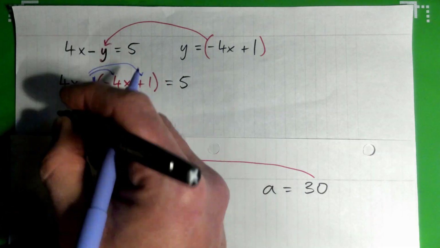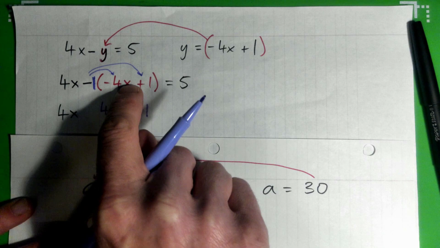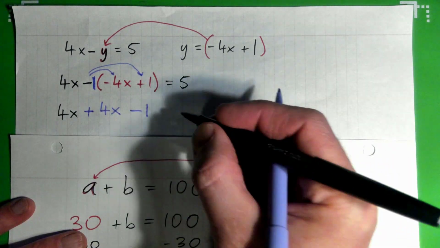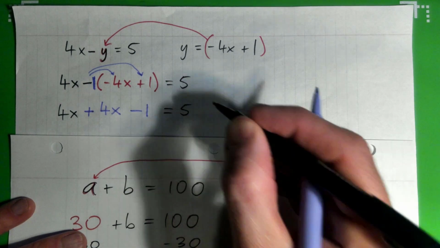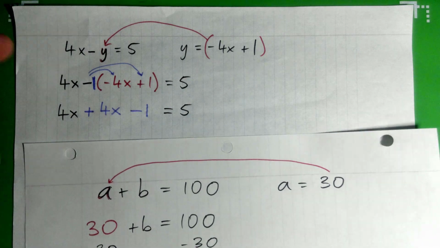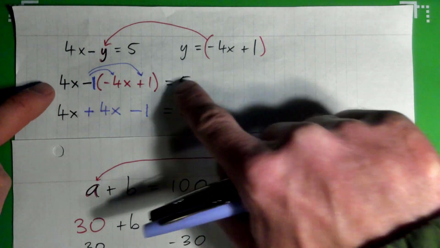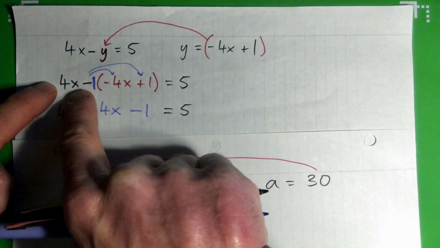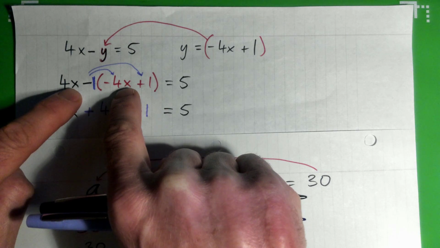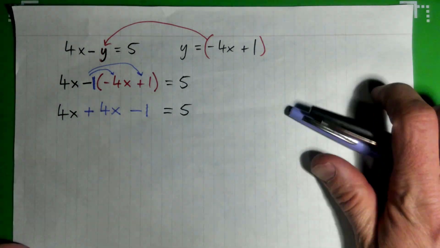Now this 4x here, that guy comes down, right? And negative 1 times negative 4 makes positive 4x, so we write that like that, plus 4x, right? And now it's all equal to 5, okay? And so we just keep going, basically. But once we have substituted, notice that this is now a linear equation because there's only one missing letter, x, right?